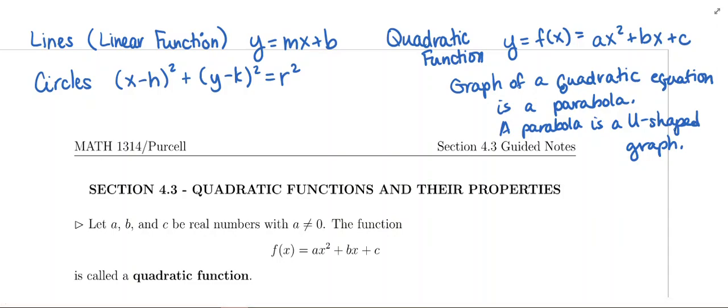Actually, we're going to do section 4.5 after this, and then we're going to come back and do section 4.4. All three of these sections, 4.3, 4.5, and 4.4, deal with quadratic functions. All right, so let's get started on section 4.3, quadratic functions and their properties.